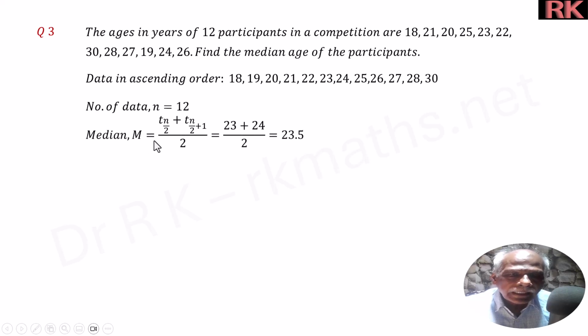Therefore median is the average of the term corresponding to n by 2 and the term corresponding to n by 2 plus 1. That is n by 2 is 6, 6th term and 7th term, 23 and 24. Average of 23 and 24 is 23.5.